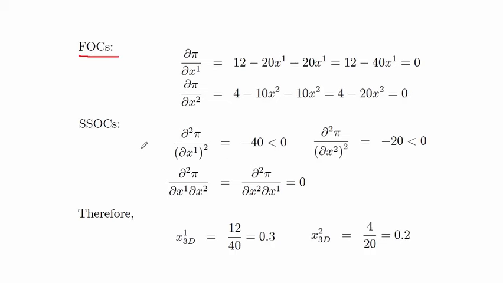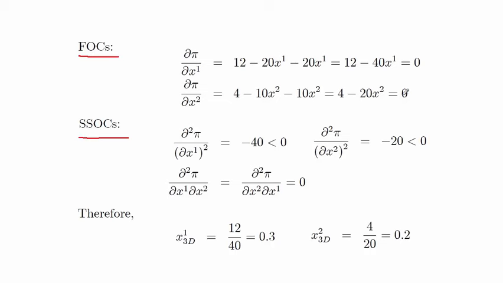Now don't forget that we need to check the sufficient second order conditions. So this is taking the second derivative, checking whether they are negative, and indeed they are. And the cross partial derivatives are equal to 0 here. So this satisfies this. This is truly the maximum. So these x1 and x2 will maximize the profit.